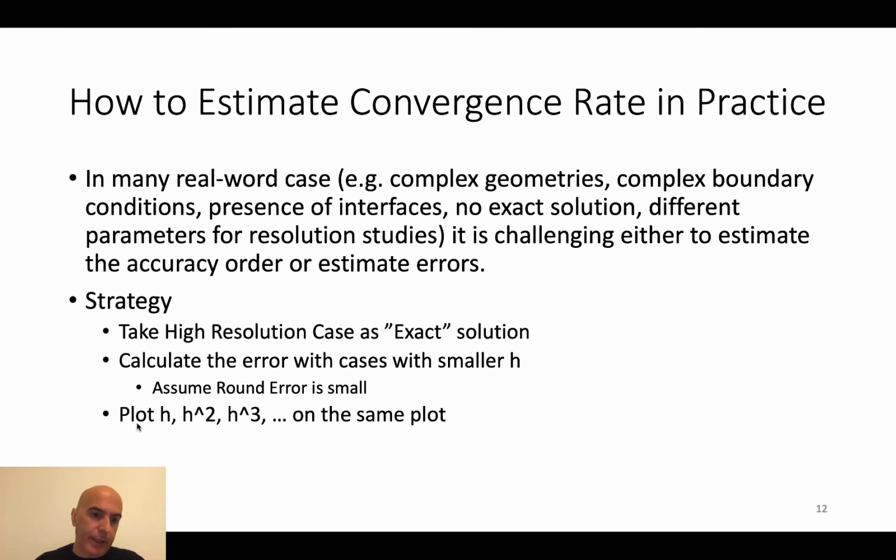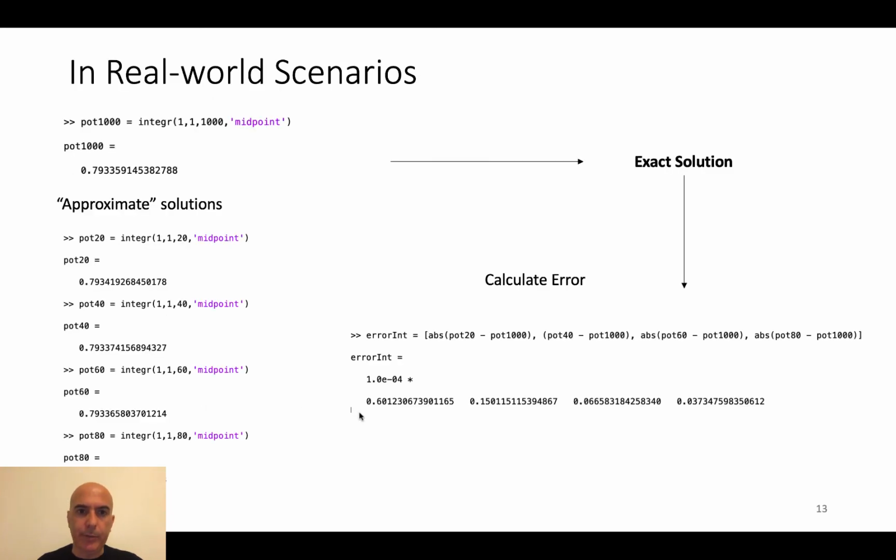And then we plot h square, h cube on the same plot. So just to give you an example of how we can do this in our practical example, calculating the potential along the z direction. We calculate as our exact solution the potential using 1,000 squares in one direction and 1,000 squares in the other direction.